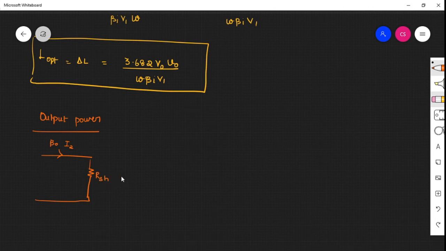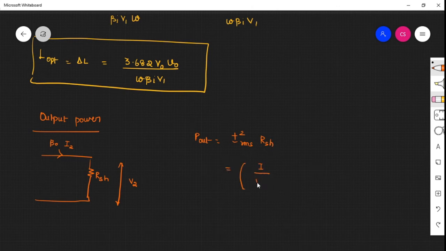And let this resistance be RSH, and let the measured output voltage be V2. So we can write the power output as I square RMS, it is I square into R. Power is I square R. So it is I square RMS into RSH.